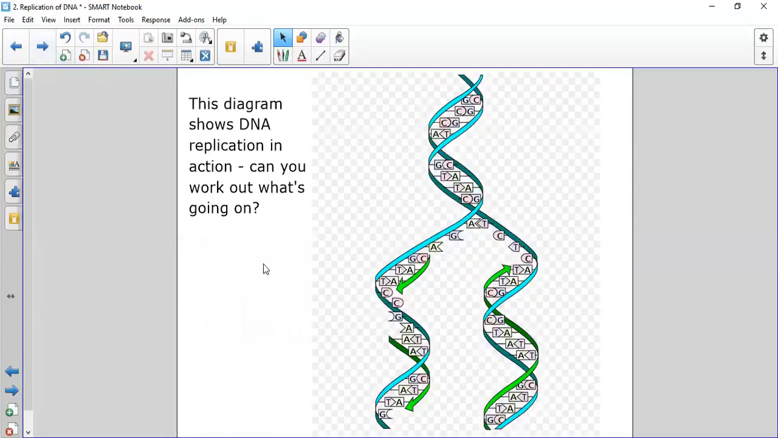Right, so this diagram shows DNA replication in action. Now I've not told you anything about it, so I just want you to look at it and try and work out what's going on. We know that DNA exists normally as a double helix, so that still looks like a double helix at the top, but at the bottom here, something's happened. And then the green arrows are showing something else happening.